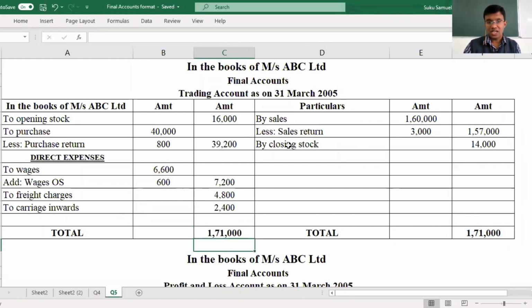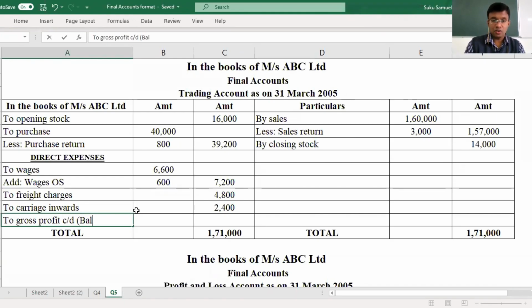Now, when we balance the trading account, we notice that the credit side is more than the debit side, which means here the balancing figure will be falling on the debit side. If the balancing figure were to fall on the debit side, it would be referred to as gross profit.